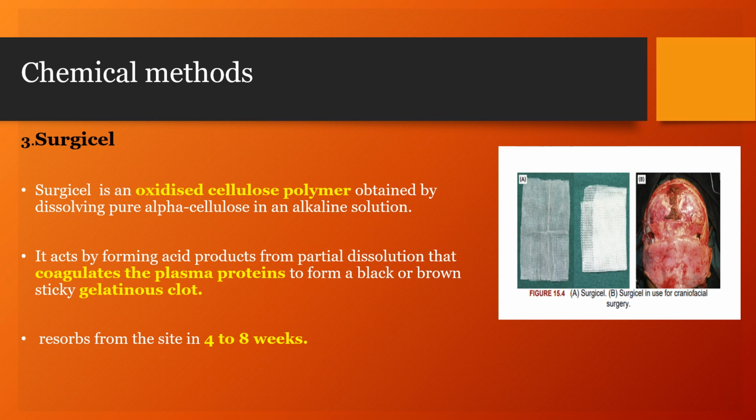Surgicel is an oxidized cellulose polymer obtained by dissolving pure alpha cellulose in an alkaline solution. It acts by forming acid products from partial dissolution that coagulate plasma protein to form a black or brown sticky gelatinous clot. It resolves from the site in 4 to 8 weeks.